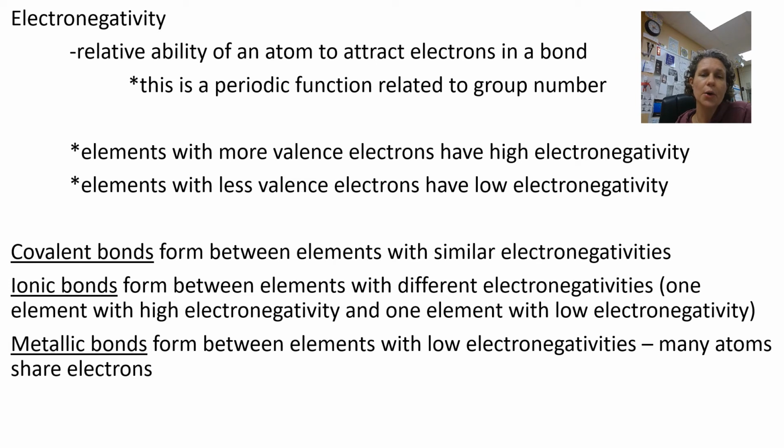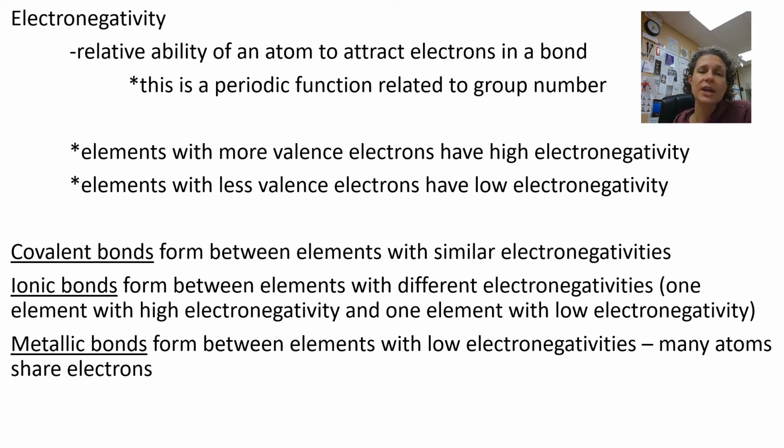Okay, so this whole process of how attractive is an element or an atom to its electrons is called electronegativity. Again, it's just a word, but know what it means. This is a periodic function. Remember we talked about metallic property being a periodic function, atomic radius being a periodic function. As you go across the periodic table, these periodic functions change.